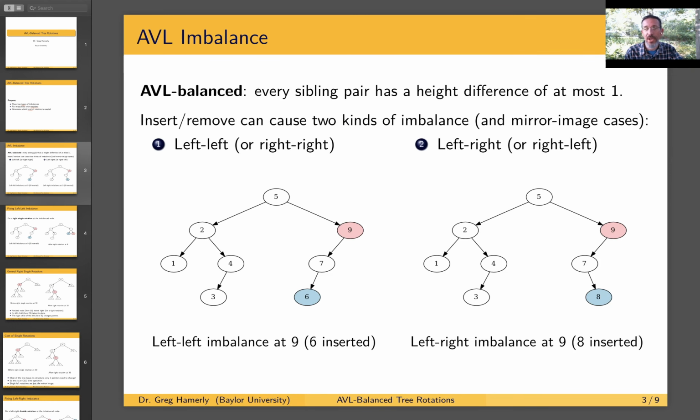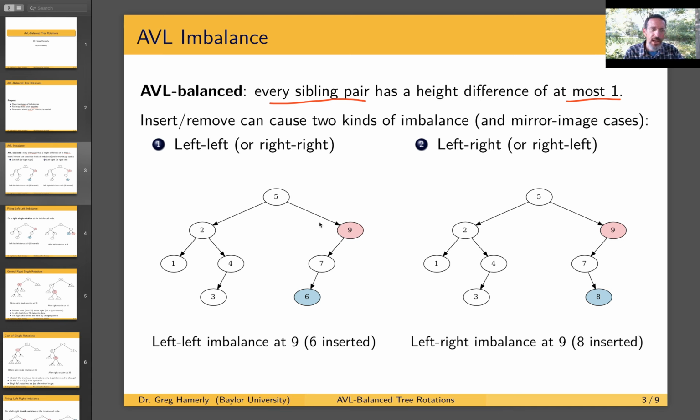So, when a tree becomes imbalanced, it becomes imbalanced because we break the AVL balancing rule. The AVL balancing rule is every sibling pair has a height difference of at most 1. And inserting and removing from an AVL tree can cause two kinds of imbalance. The two kinds are listed here, and there are also mirror image cases. When I say mirror image, you can imagine flipping this image and its values around, so that we have this mirror image case. But we'll just draw the two cases and leave the mirror images for you to work out on your own.